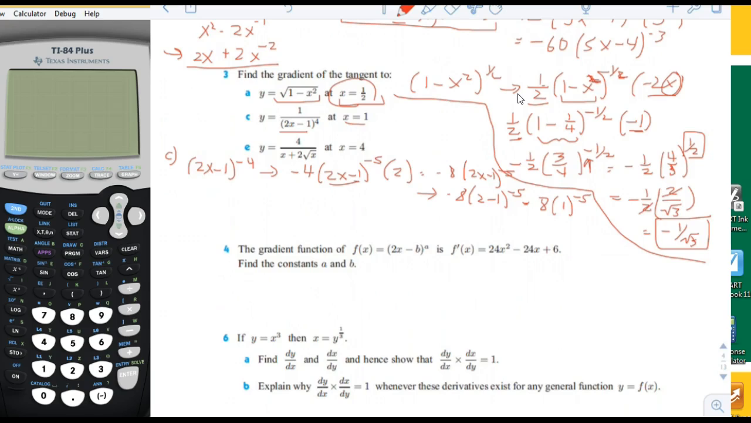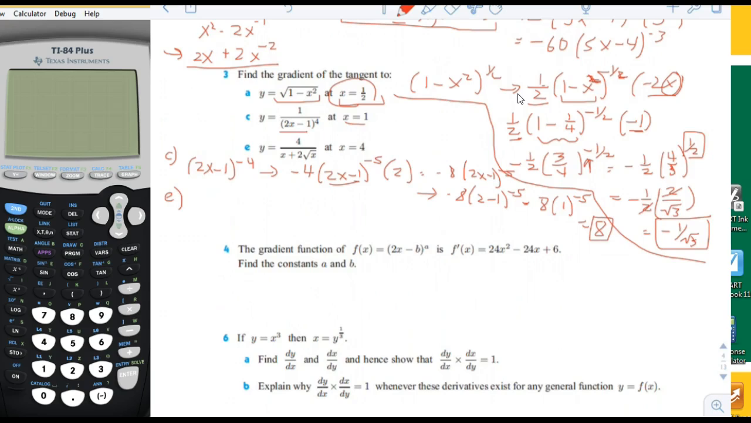Now remember, 1 times itself 5 times, even if it's inverted, is still going to be 1. So 1 to the negative 5th is the same as 1 over 1 to the 5th. 1 to the 5th is 1, so 1 over 1 is 1. So you multiply 8 times 1 and you get 8. Alright, let's go to E.